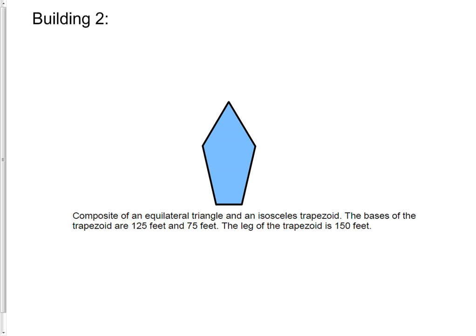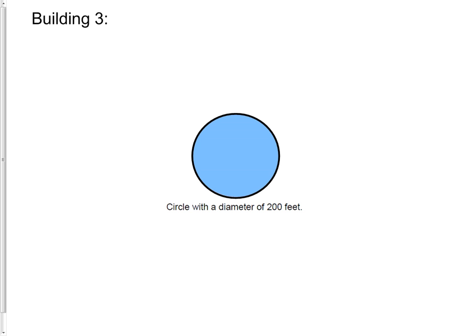Okay, building 3 is going to be a circle. We have a circular rooftop looking back up at us, and the measurement that you're provided is that the diameter is 200 feet.